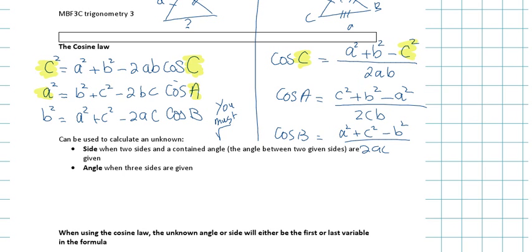Now, at the end, you're going to get cosine C, or cosine B, or cosine A. How can I find the angle? What do I have to do? The inverse, right? So you must do cos inverse at the end.